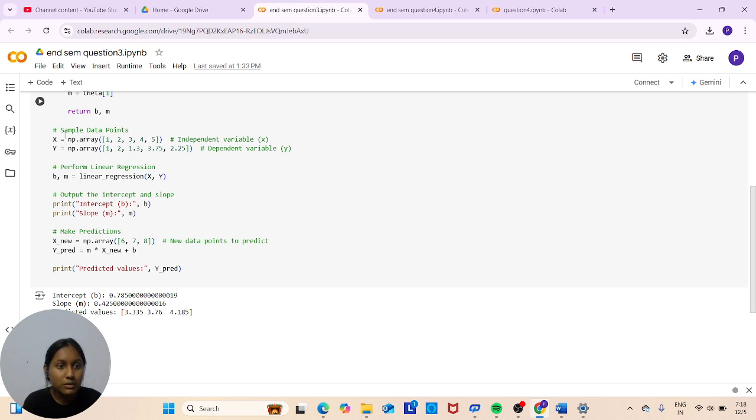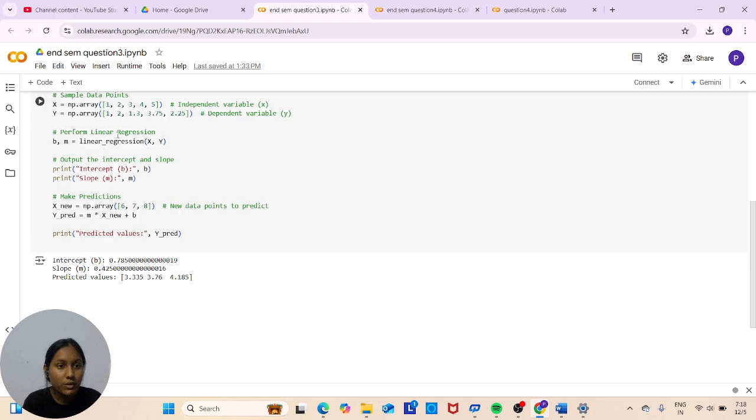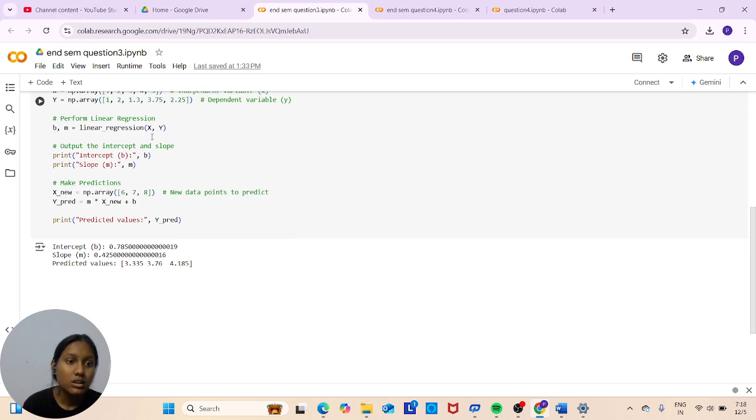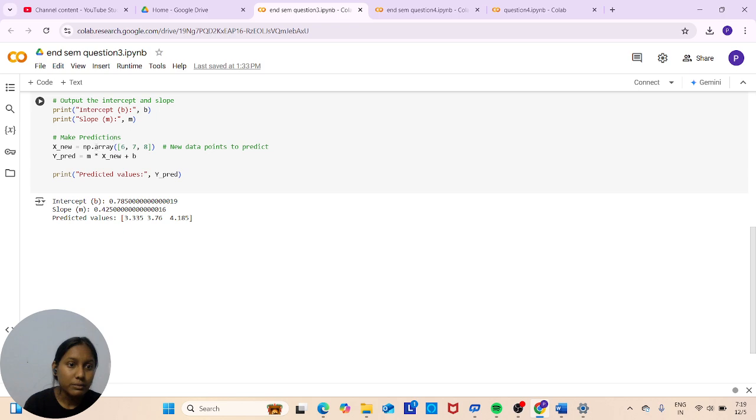After this, we will print sample data points. Then we will perform linear regression. Then we will get the output, intercept, and slope. Then we will make predictions, and here is the output of the code.